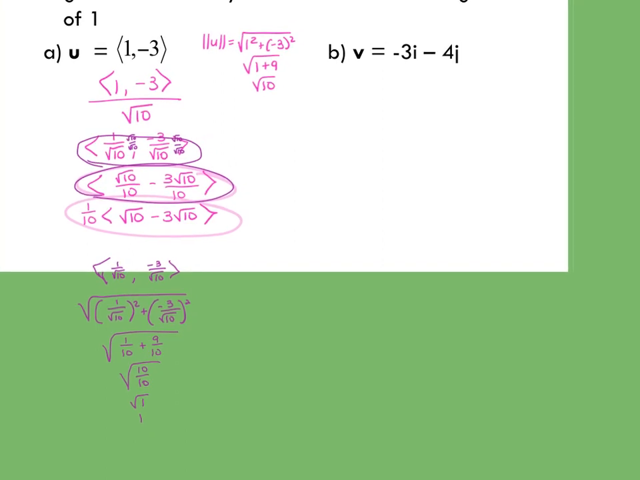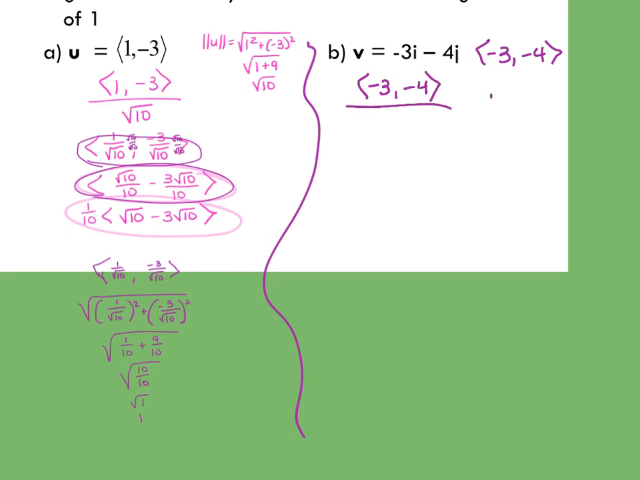All right, so now let's look at B. B is also a vector, but this time it's given in IJ format. This is when it might be easier to take it out. So this would just be <-3, -4> in component form. That's going to go in my numerator. Then my denominator is going to be the magnitude of V, which would be the square root of negative 3 squared plus negative 4 squared. Square root of 9 plus 16, square root of 25, which is 5.